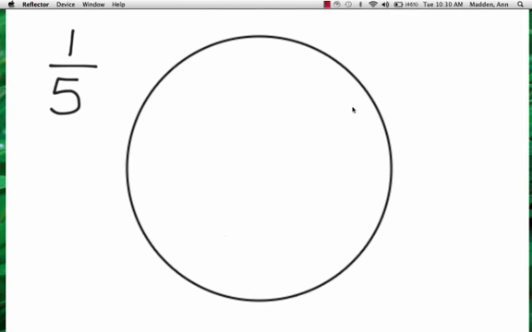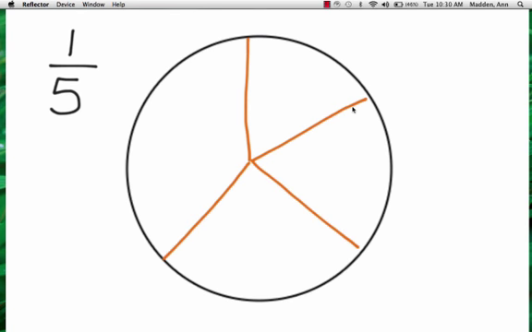Now if I would take 1/5, I'm going to divide this circle into 5 equal sections. Of course, you would need to use a protractor, but right now I'm just going to eyeball it. 1, 2, 3, 4, 5. Make sure that when you do this, you have equal sections.